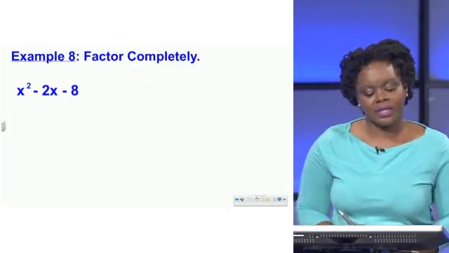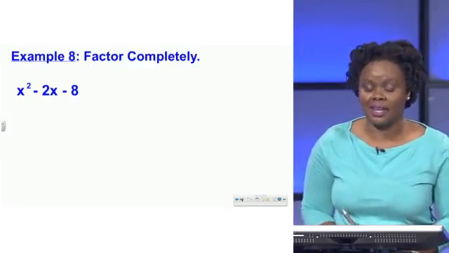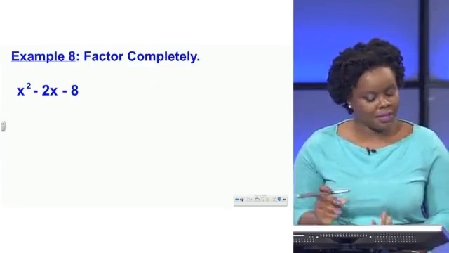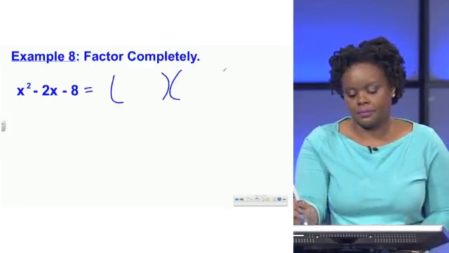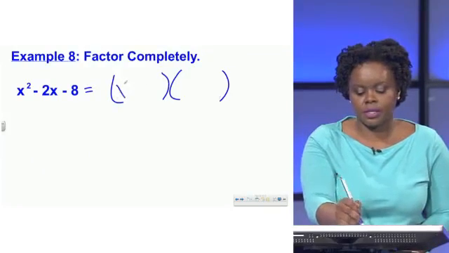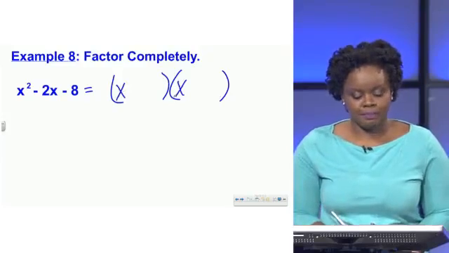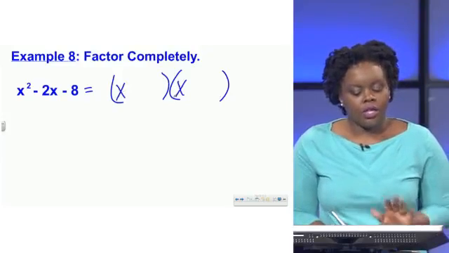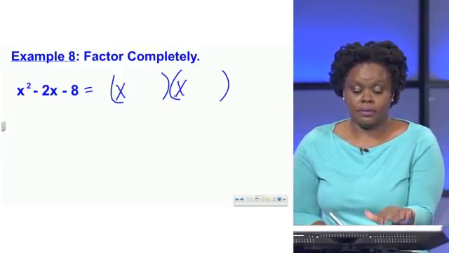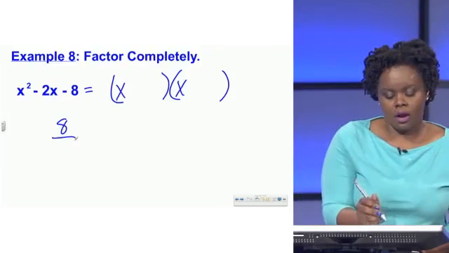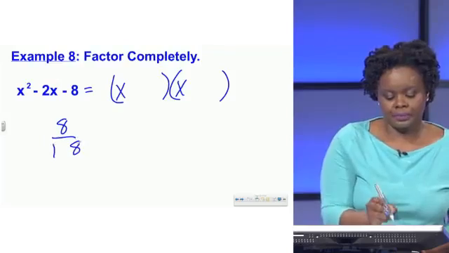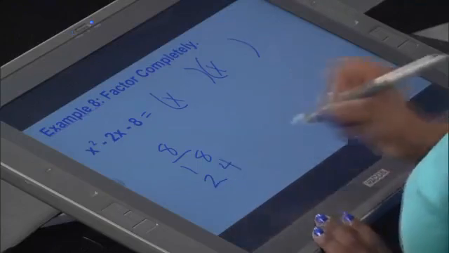All right, let's try another one. This one's a little different. We have 2 negative signs this time, but same process. Okay, start out with your parentheses. You know there's going to be an x in there. So for a minute, ignore the sign, and let's just list our factors for 8. All right, so 1 times 8 is 8, and 2 times 4 is 8.